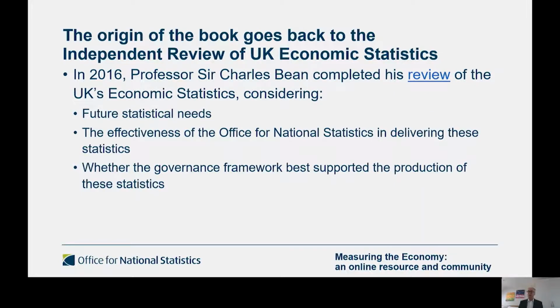The origin of the book actually goes back a few years to the independent review of UK economic statistics. That took place over 2016 and was conducted by Professor Sir Charles Bean, former Deputy Governor at the Bank of England and Chief Economist. And he was commissioned by the then Chancellor, George Osborne, to conduct a review of the UK's economic statistics. And the things he was asked to consider were: what might the future statistical needs of the UK be? How effective is the ONS in delivering those statistics? And is the governance framework best supporting the production of these statistics?